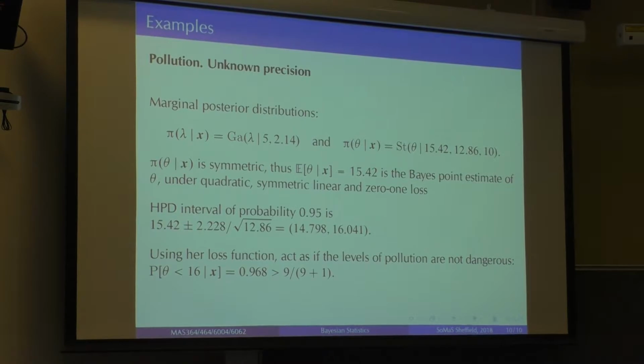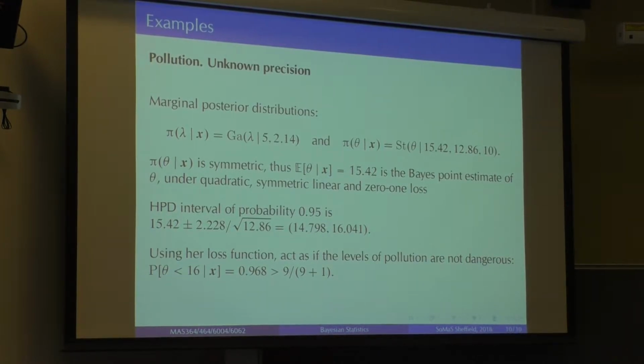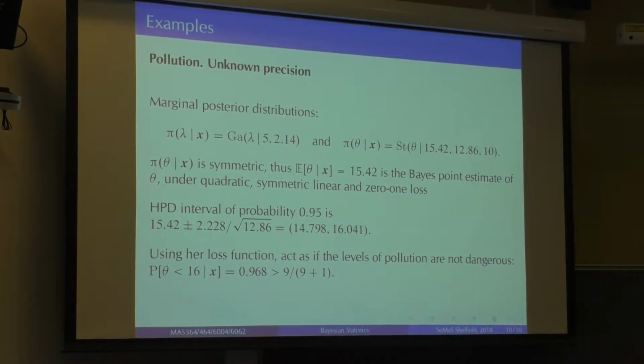The student t, we know that is a symmetric distribution around its mean. And that means that the mode, the median, and the mean are the same. So that will be the Bayes point estimate under any of those losses. The highest posterior interval, again, the distribution is symmetric, so it will be the equally tailed interval, which is constructed in exactly the same way, but now this factor comes from the t distribution, in this case with 10 degrees of freedom and probability 0.95.